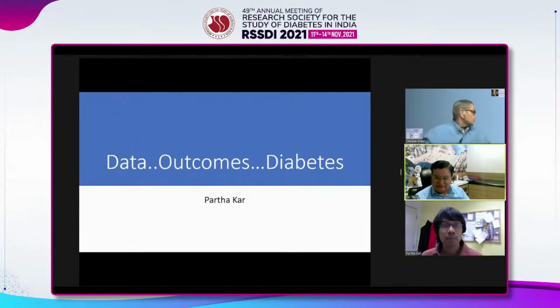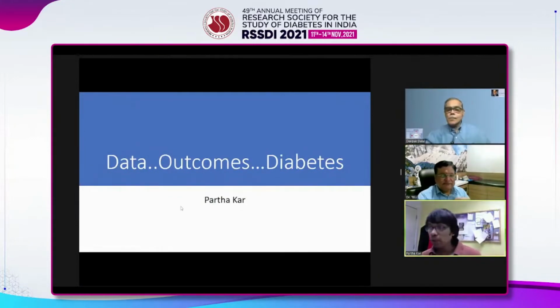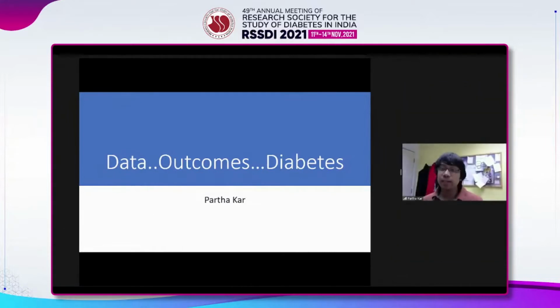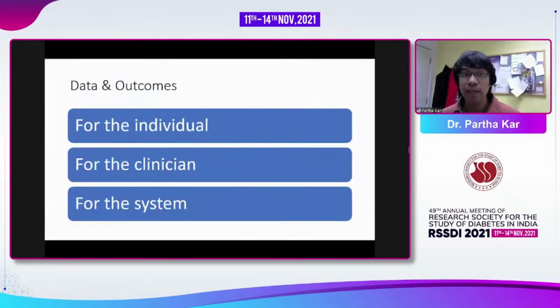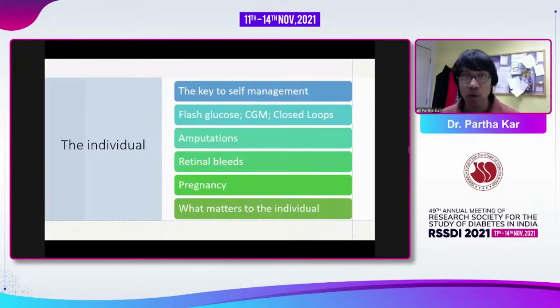Yes, it's clear. Okay. So I've been asked to talk about data, outcomes, diabetes, and how they intermingle with each other. So let's start off. Data and outcomes come in three parts. One is for the individual, the patient themselves. One is for the clinician, that is ourselves, and then one is for the system, when you lead an organization and things like that. So let's look at it from different ways gradually as we go along.